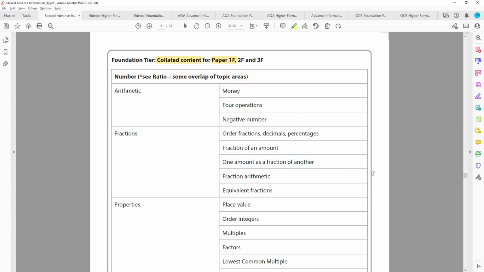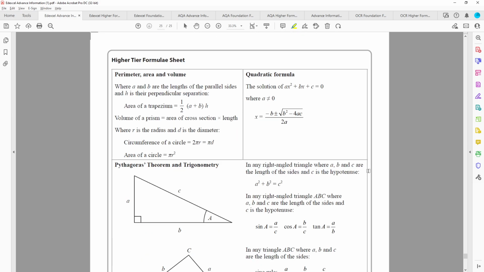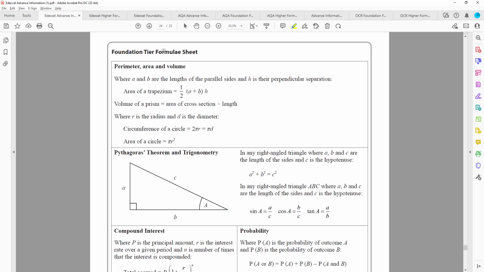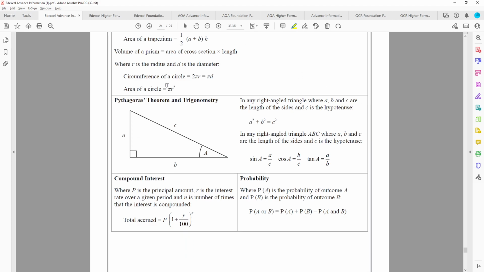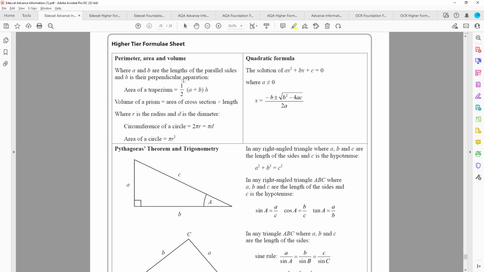And so they have a list of all of that stuff. And I think I've jumped straight to the end. So at the end of it is the formula sheets, the foundation and higher. Now on maths.com, I've also got just the formula sheets as well. And the formula sheets cover so much stuff.